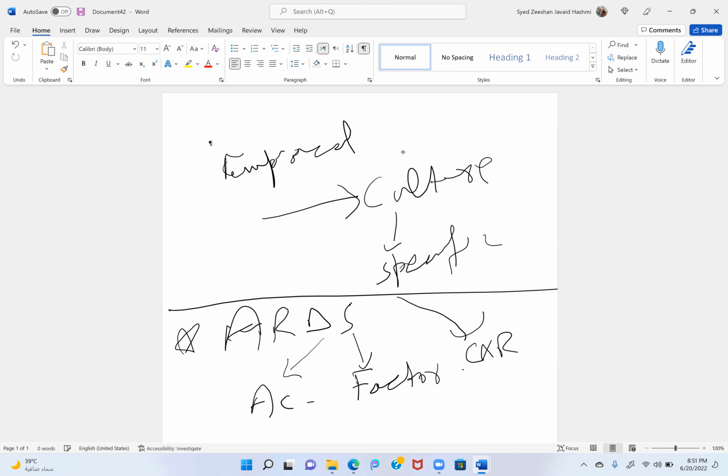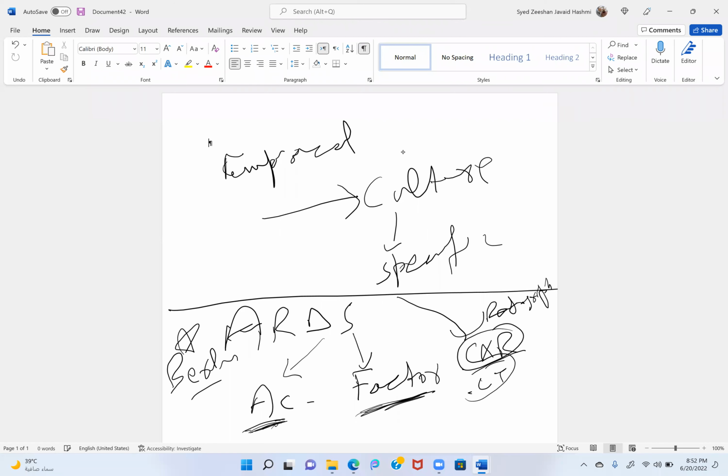Not only X-ray, also CT scan. Because if you say only X-ray, this is not the criteria, because they changed it in Berlin. The Berlin people will be angry with you. Before they said chest X-ray, now they have changed the word to radiographic. So now either in CT or chest X-ray, and there is acute development of new diffuse, bilateral opacities.